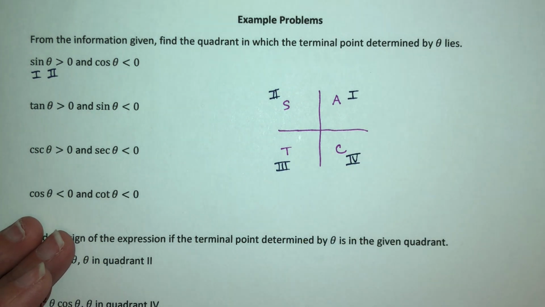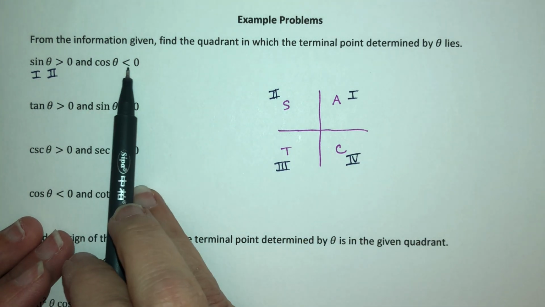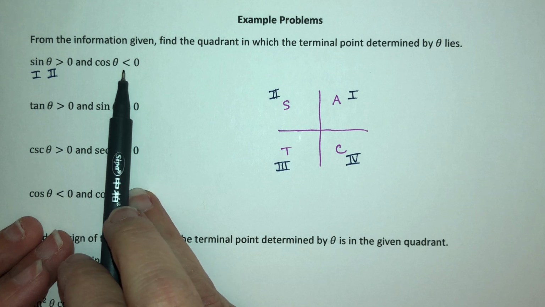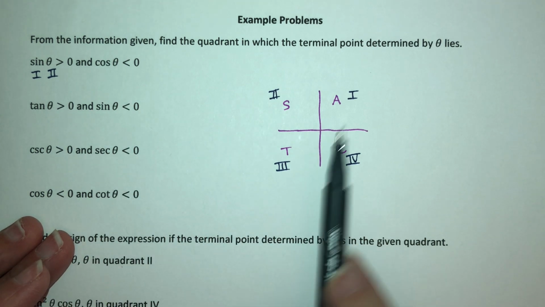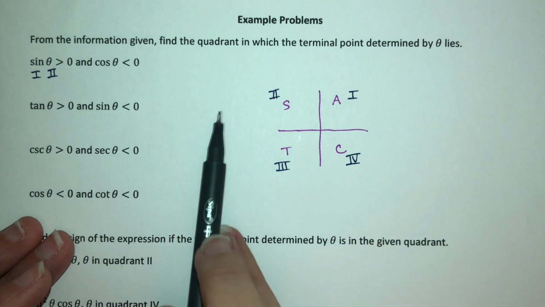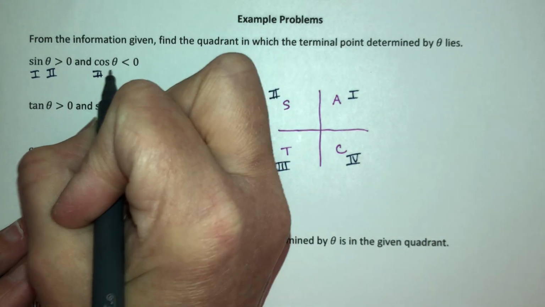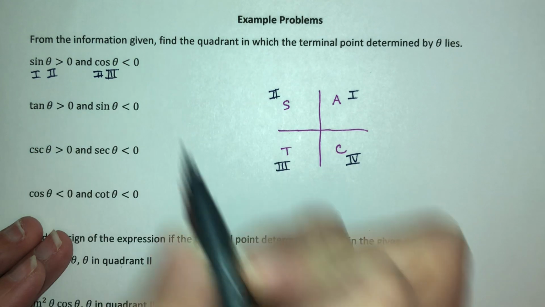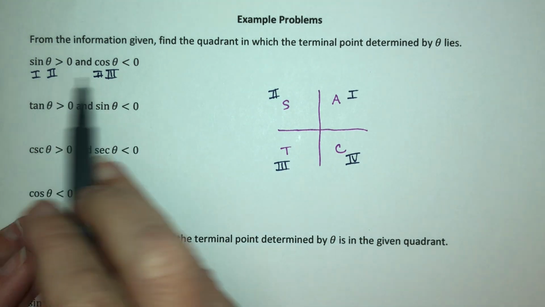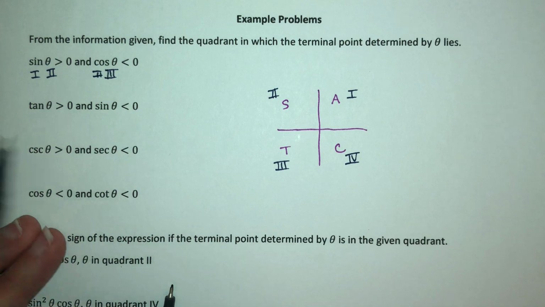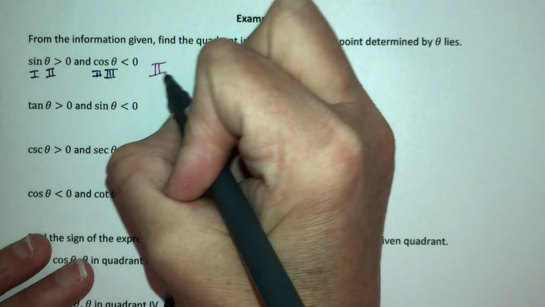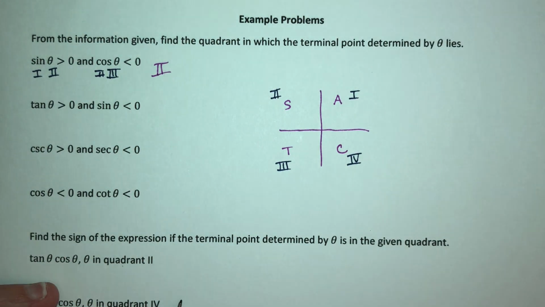Okay. And cosine needs to be negative. Where is cosine negative? Well, cosine's only positive here and here. So it is negative in quadrant 2 and quadrant 3. So what quadrant makes both of these true? Your answer here is quadrant 2. So sine is positive and cosine is negative in quadrant 2.